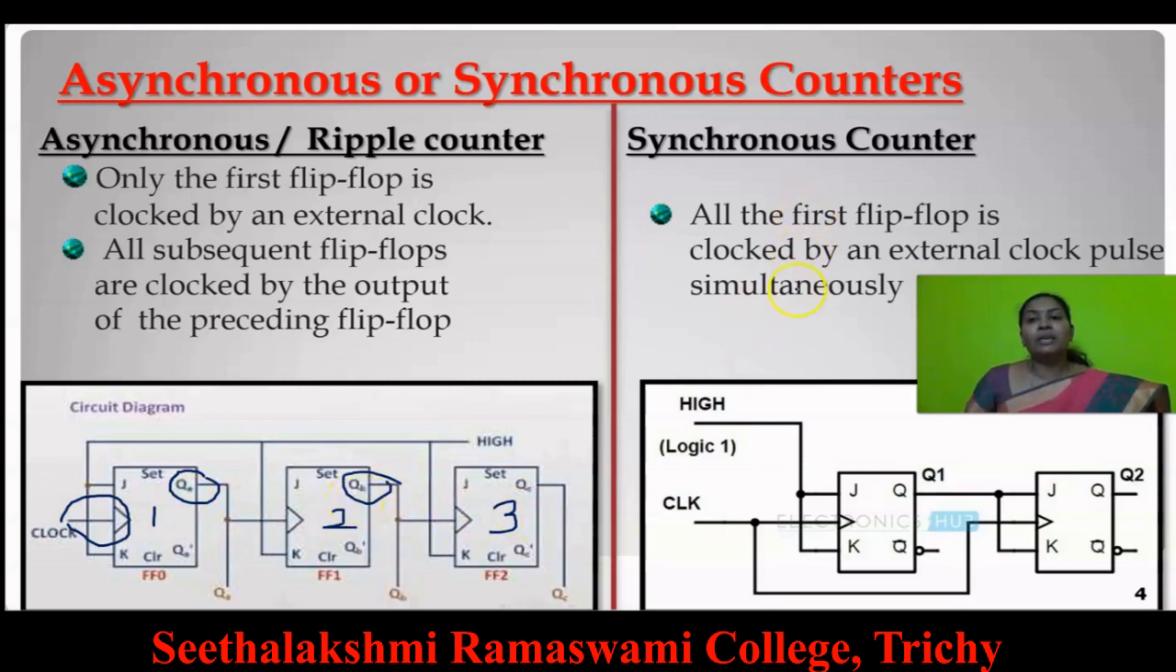Whereas in the case of synchronous counters, however many flip-flops we are using, all the flip-flops will be driven by the external clock pulse. As an example, see here we have used mod 4 counters. The first flip-flop as well as the second flip-flop are driven by the external clock pulse and not by the output of the previous flip-flop. So this is the basic difference between the asynchronous and the synchronous counters. The other name for asynchronous counters is the ripple counter.